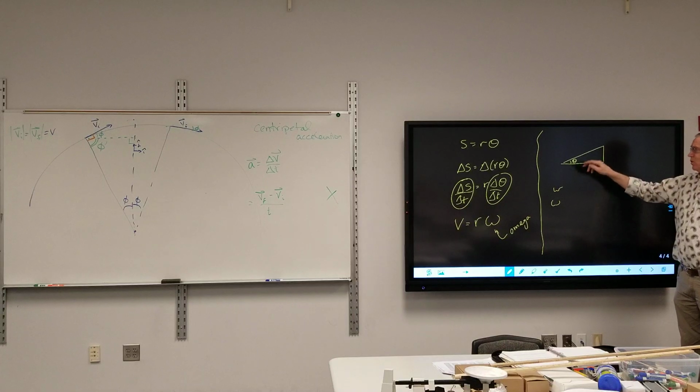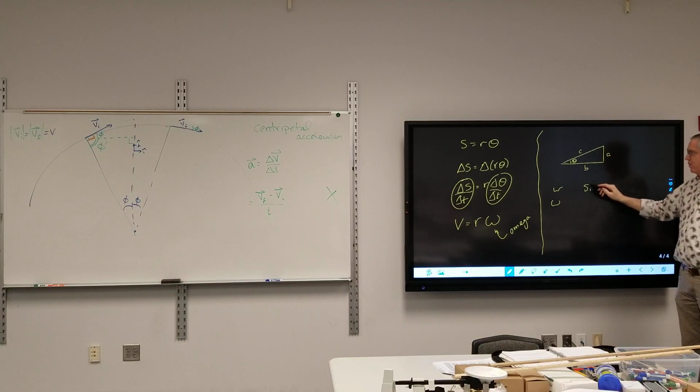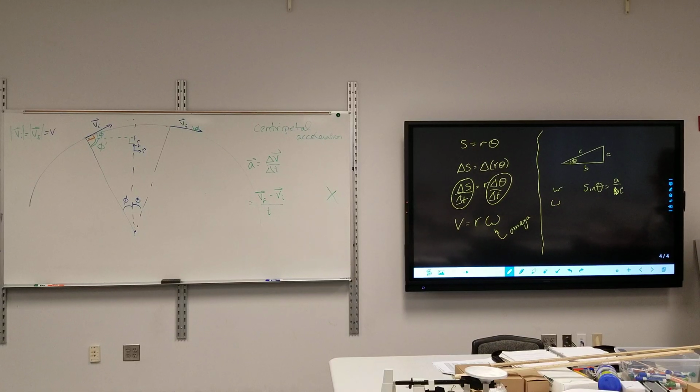All right, okay. So if I have an angle here, we'll just call the sides A and B and C, Pythagorean theorem. Or I know that the sine of theta is the opposite over the hypotenuse, A over C. If theta is small, B and C are practically the same length.